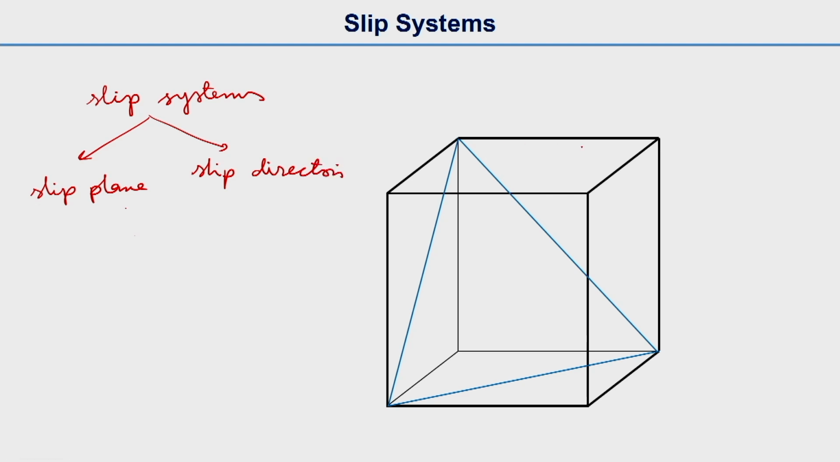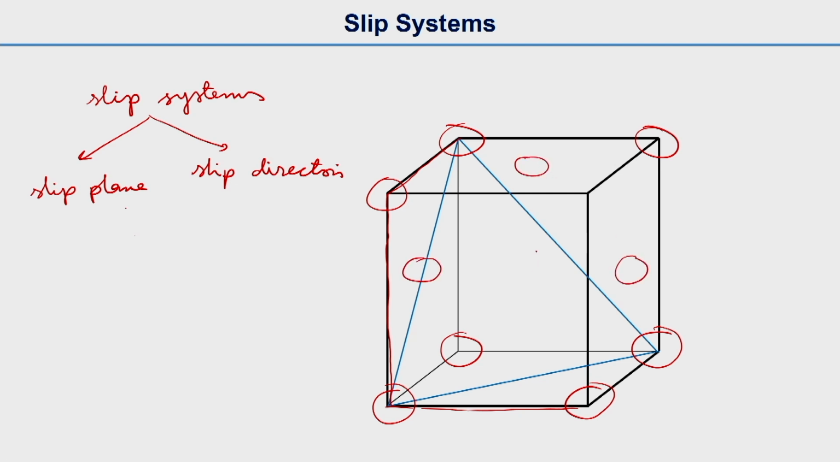So what is happening here is the black lines show the unit cell. Unit cell means, let us say this is an FCC lattice, and we have atoms at the corners, and then we have atoms at the face centers as well. It is something like this. Now this plane, the blue line, we call a 111 plane.